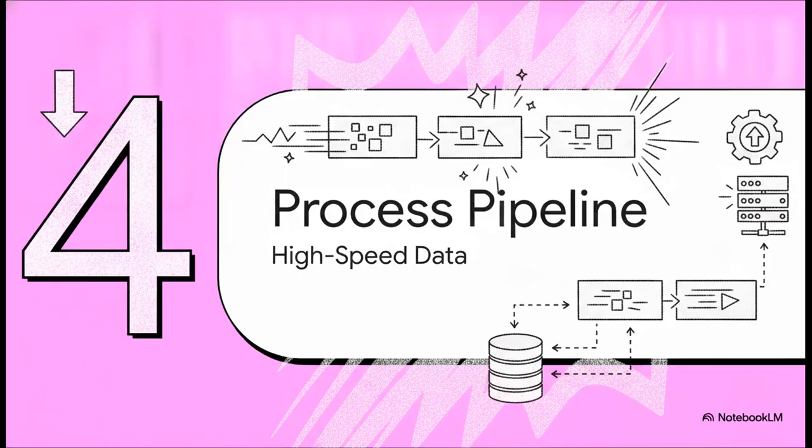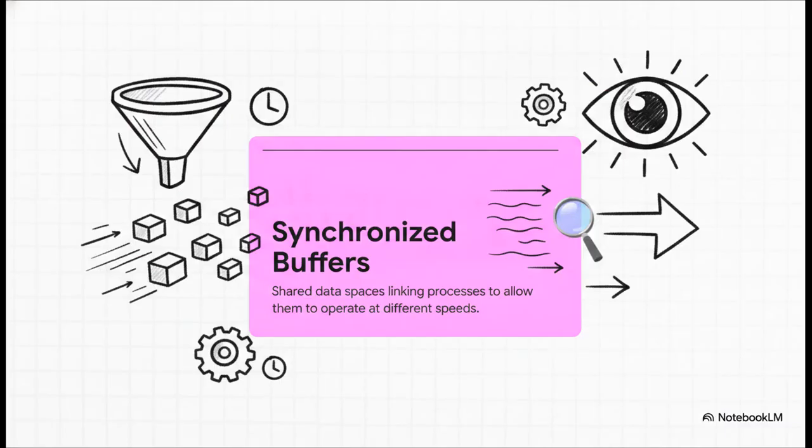the environment. Section 4. Pattern 3. Process pipeline. High-speed data. Our third pattern, the process pipeline, shifts gears entirely. It is totally essential for high-speed data acquisition and processing. But before we look at the pipeline itself, we need to define synchronized buffers. Think back to the producer and consumer concept from earlier in your syllabus.